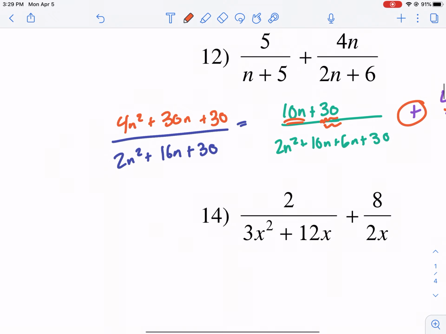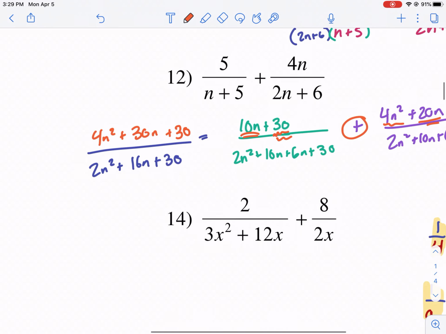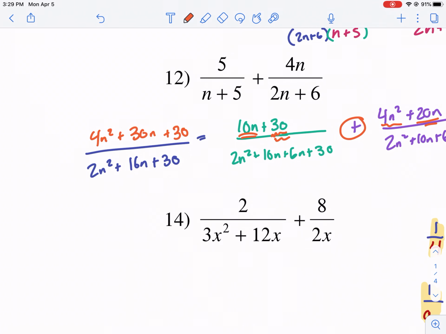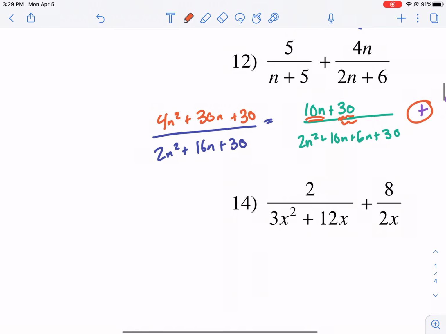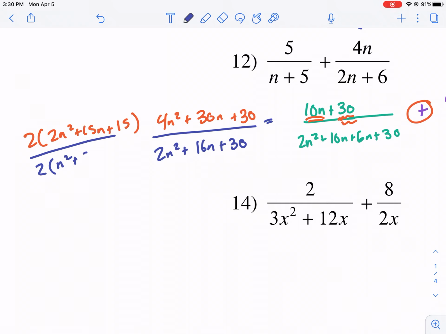Now you may think that I'm done here, but I realize that I have common terms between these. So I might be able to factor a little bit further and simplify this even more. So I recognize here that I can factor out a 2 in the numerator for the top. So I factor out a 2 in the top, and I get 2n squared plus 15n plus 15. And then I can factor out a 2 in the bottom as well. So 2 and then n squared plus 8n plus 15.